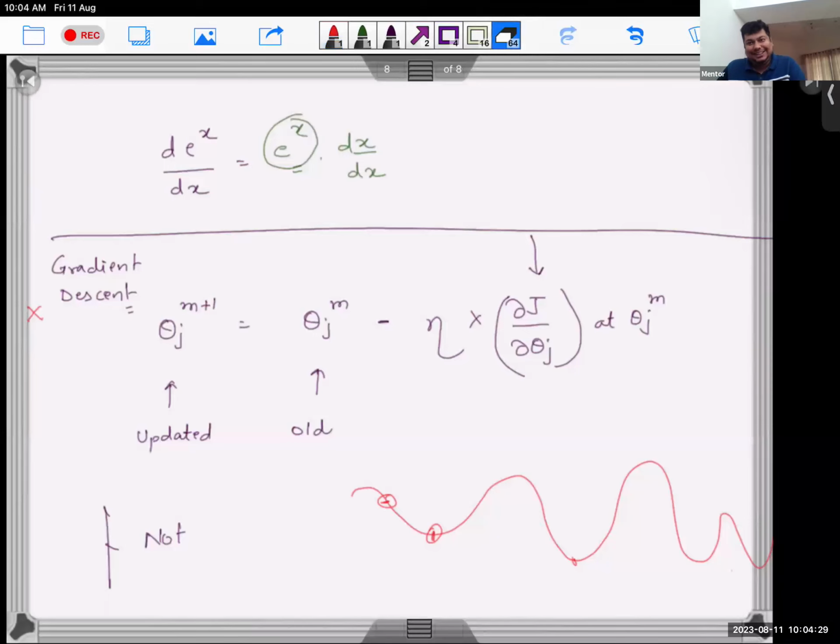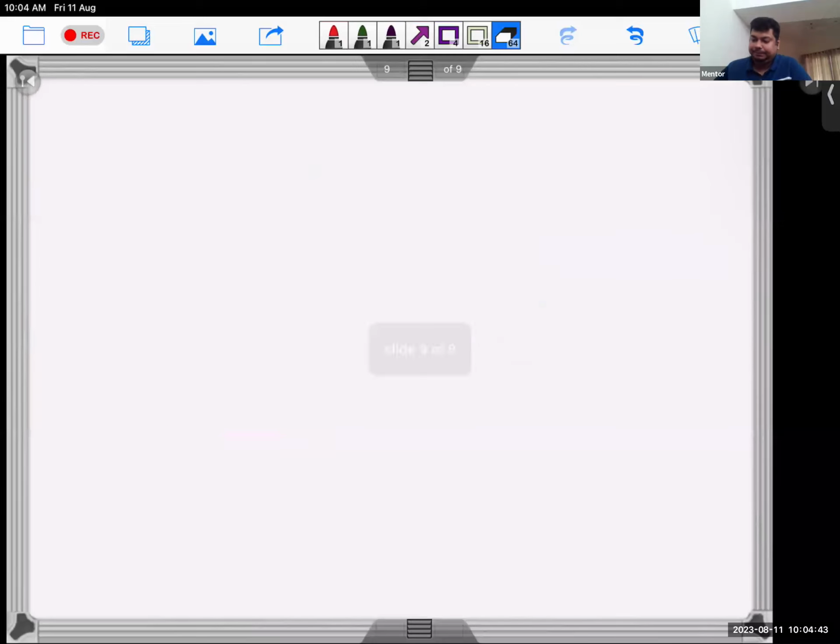So what do we use? I am going to tell you some loss functions which are convex, and then you can use gradient descent on top of them. Okay, let's see that.